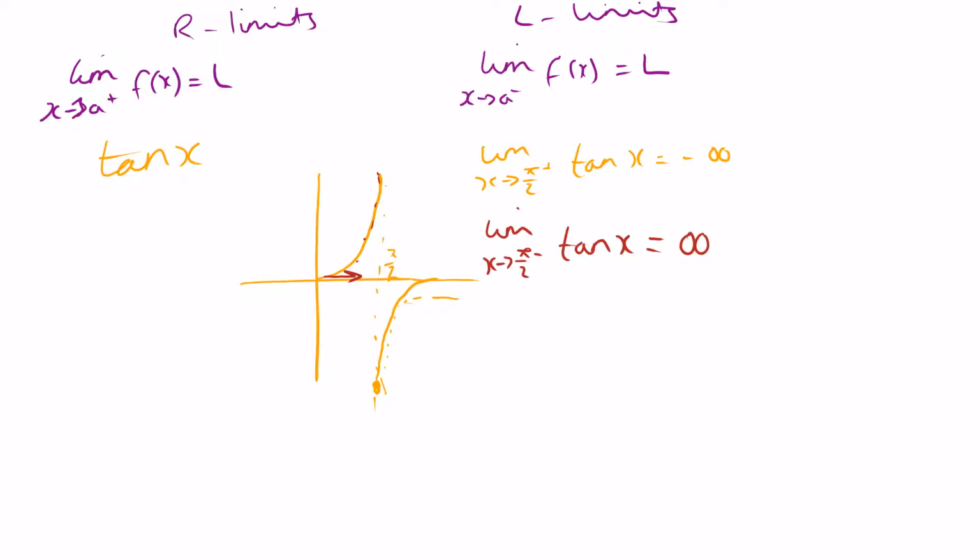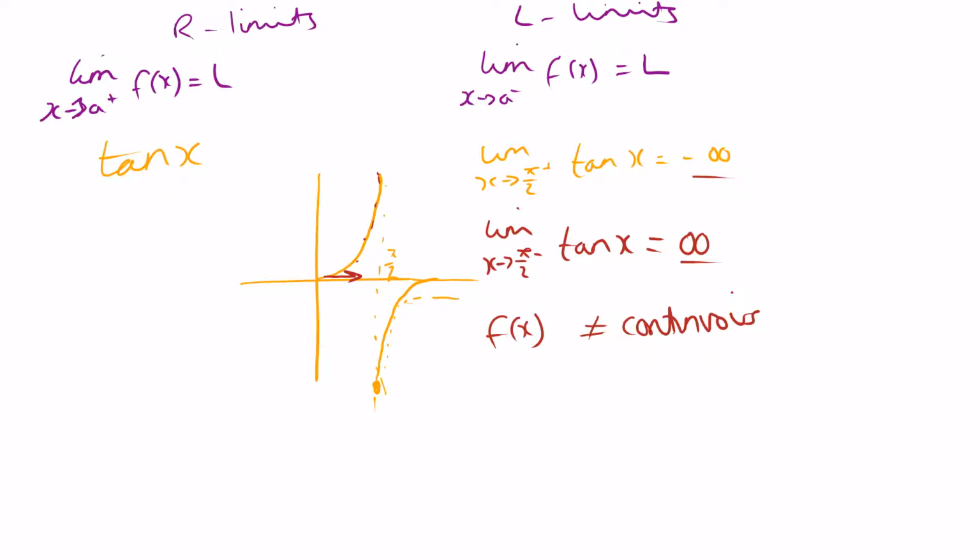If the positive and negative limits are not equal, as they are here, so we've got negative infinity and infinity, then the function f of x is not continuous. If the right and left limits are the same, then f of x is a continuous function.